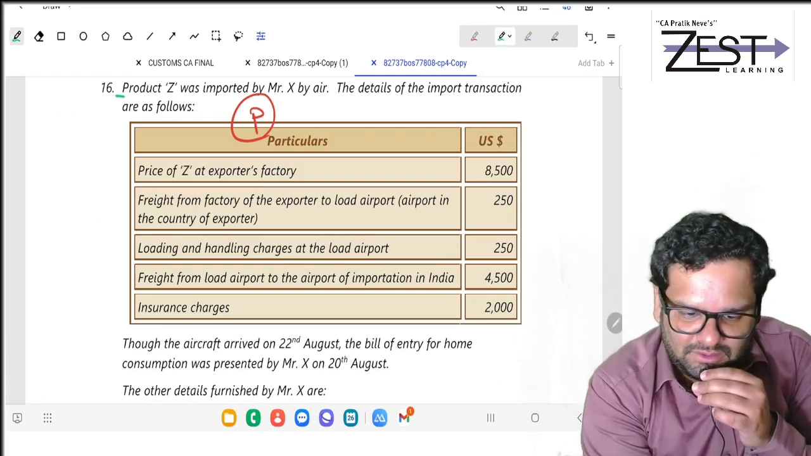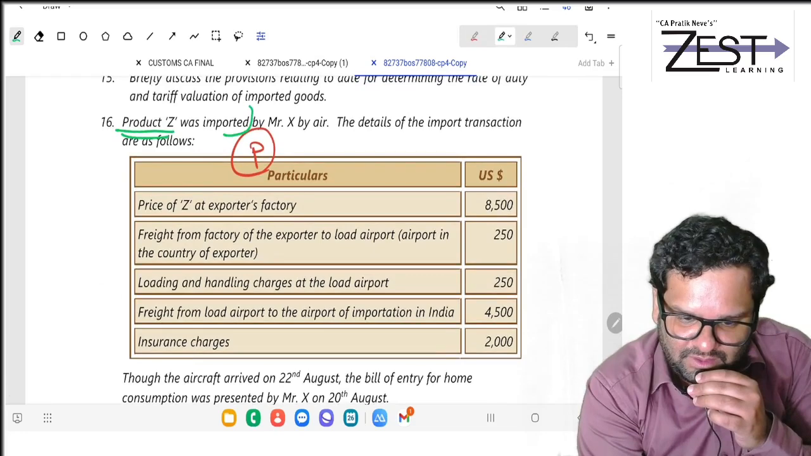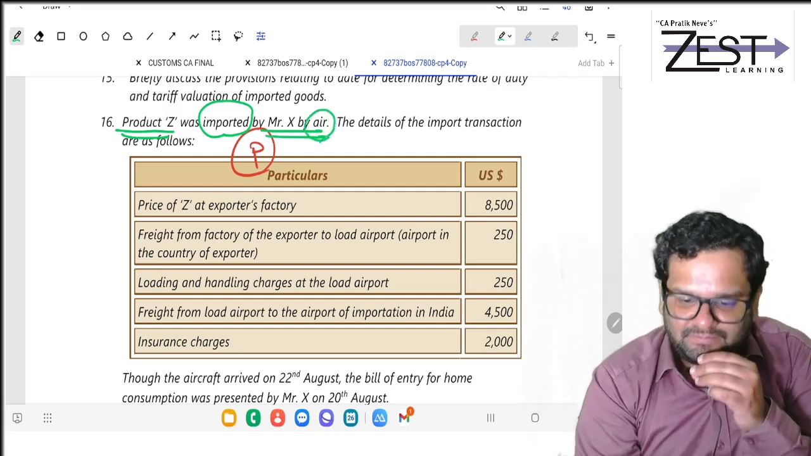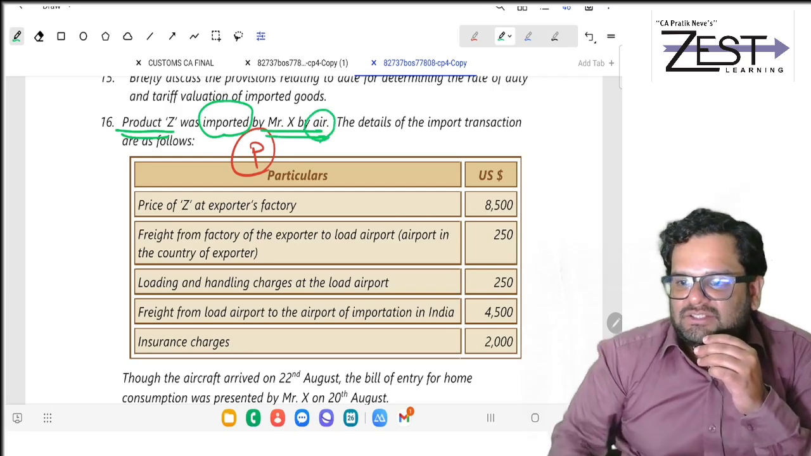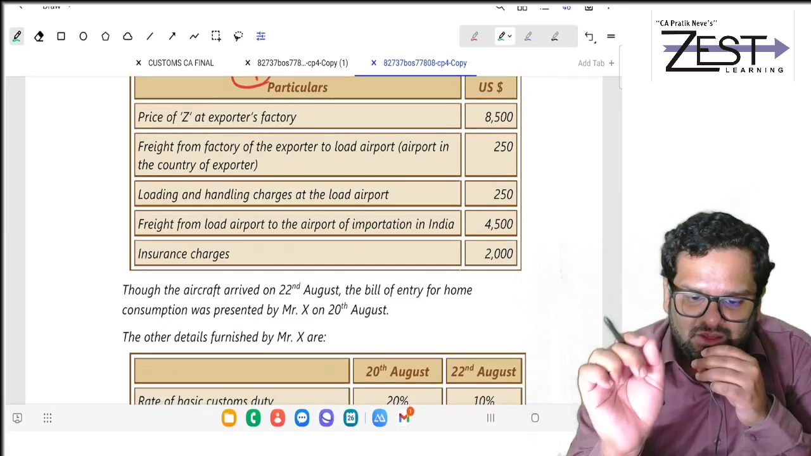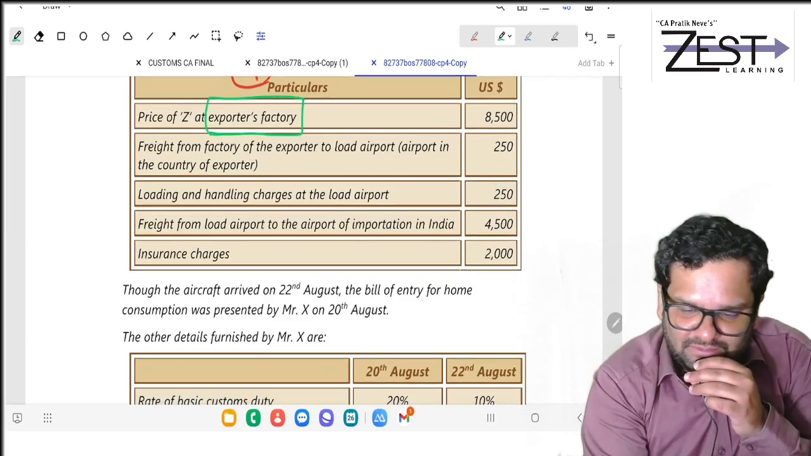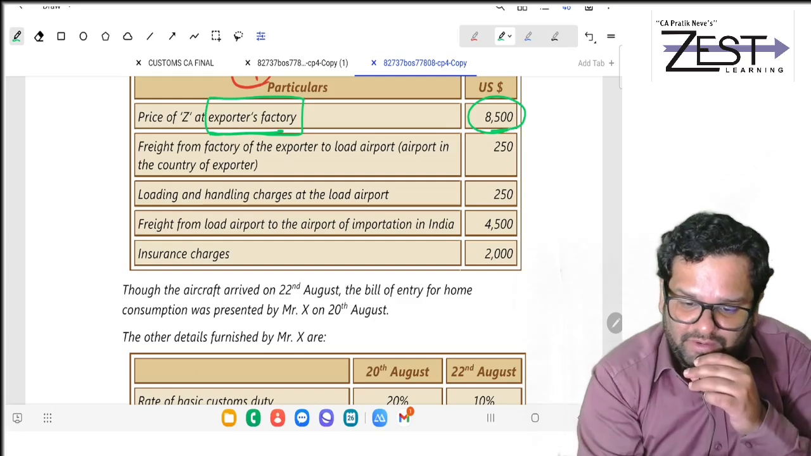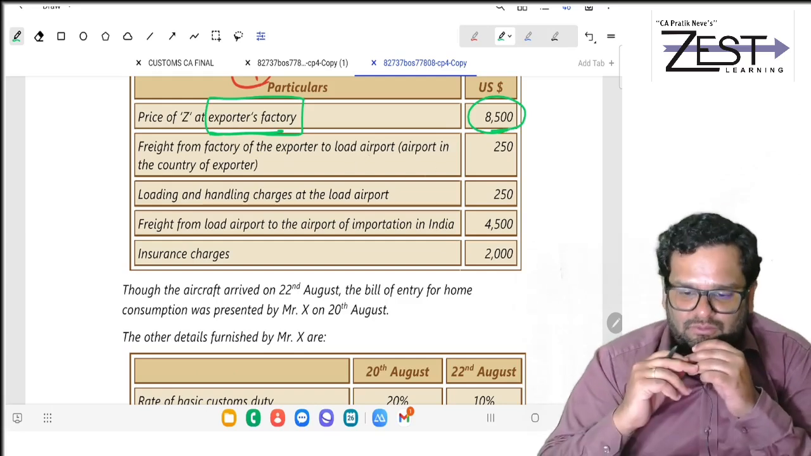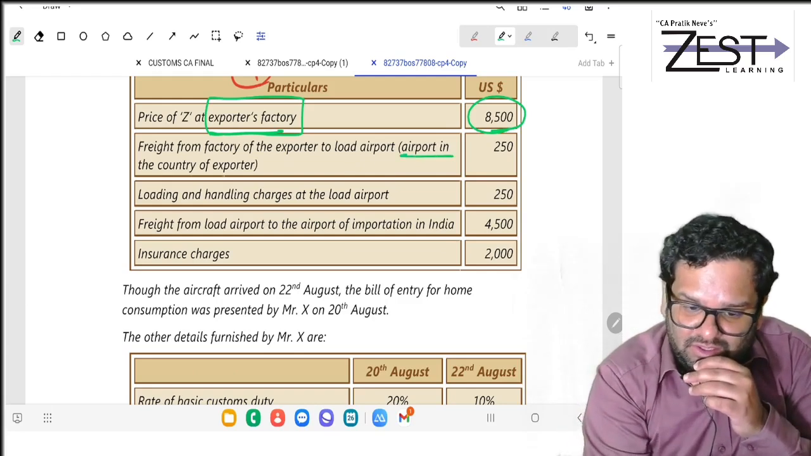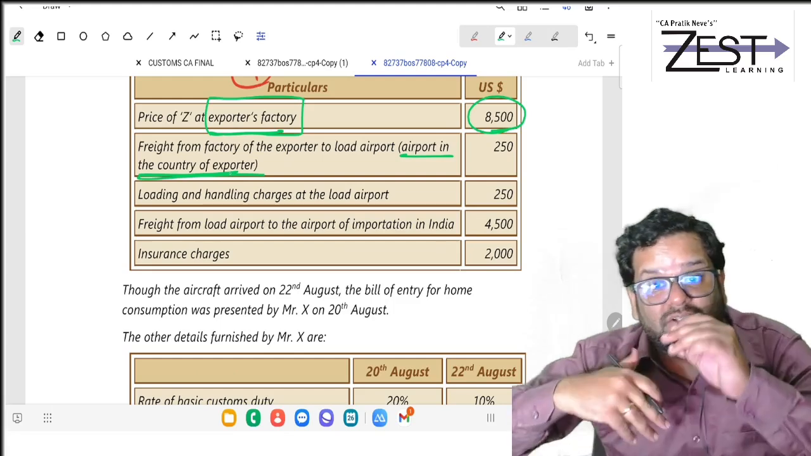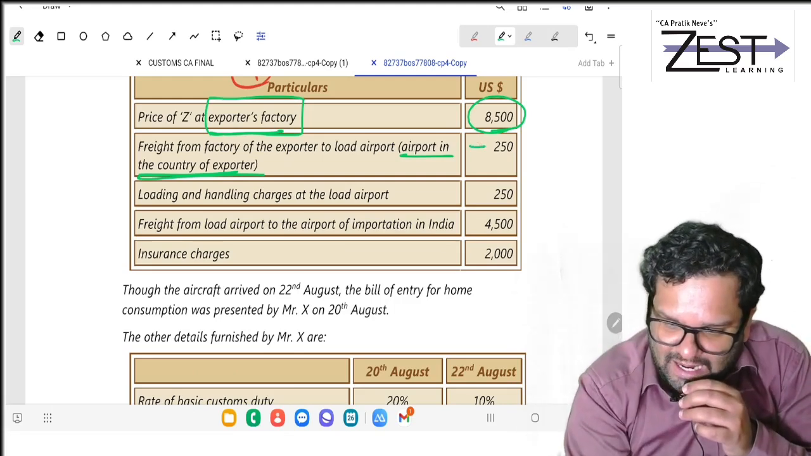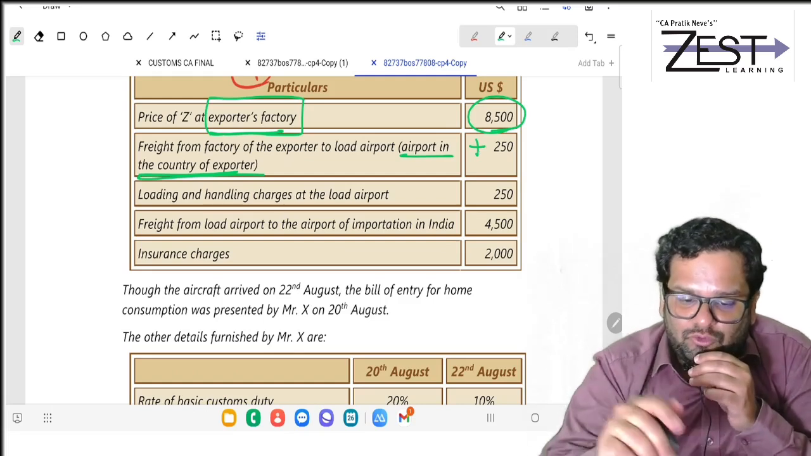See, product Z was imported by Mr. X by air. Details of import transactions are as follows. Price of Z at exporter's factory 8,500. Freight from factory of exporter to load airport, meaning the airport in the country of exporter where the goods are loaded. So you will add it. This will form part of FOB.